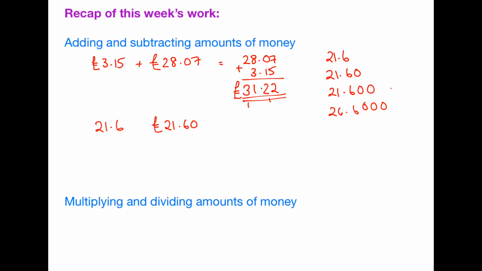What it's not the same as is 21.06. If you've got 21.6, you cannot change it into money by saying that it's £21 and 6 pence. That's not the case, because the 6 has to follow the decimal point here, and if you stick that 0 in there, you're making the 6 mean the wrong amount. So just be careful and follow this strategy, that after the decimal point you can add zeros because it doesn't change the size of the number.